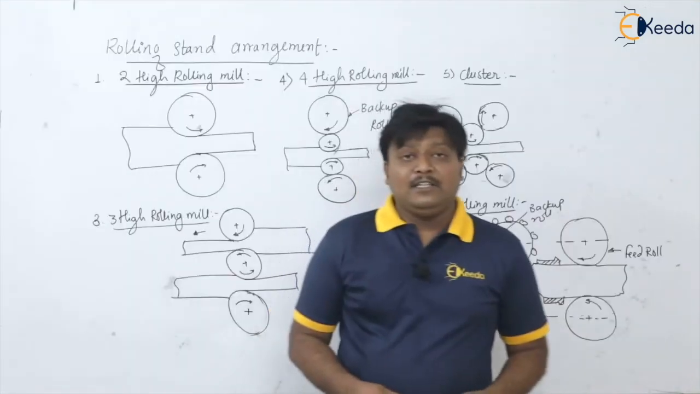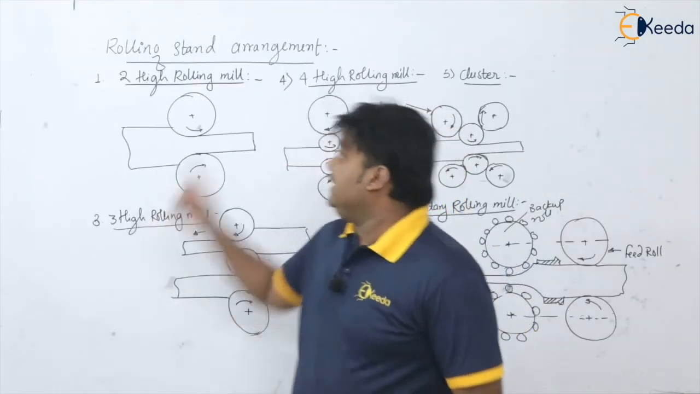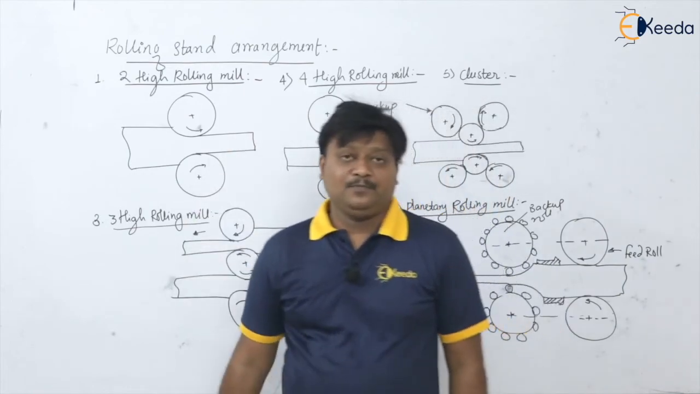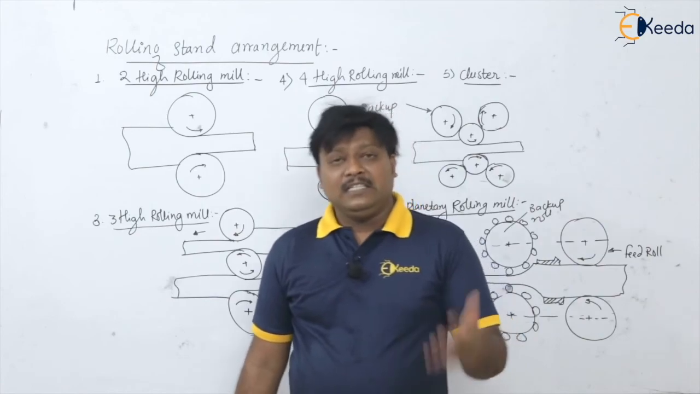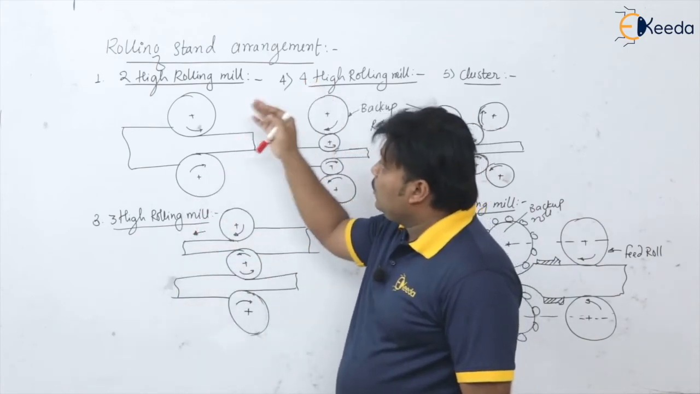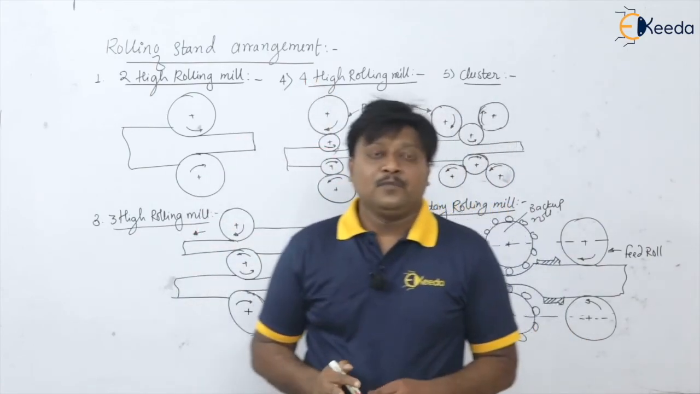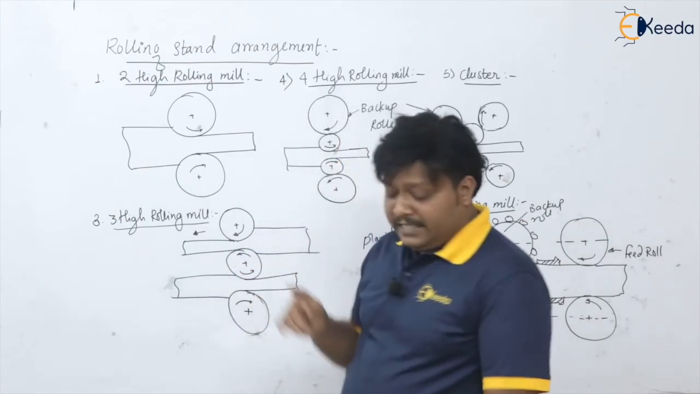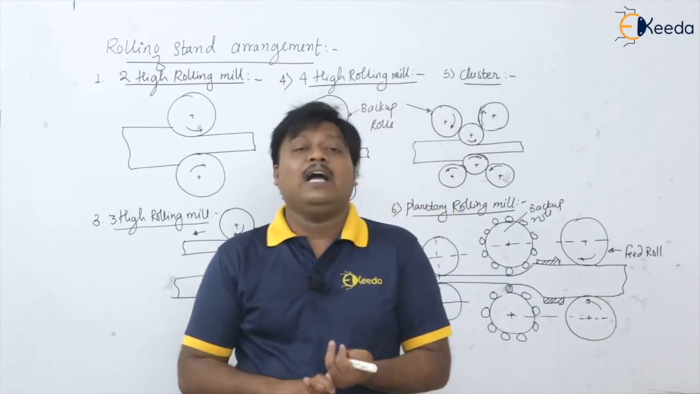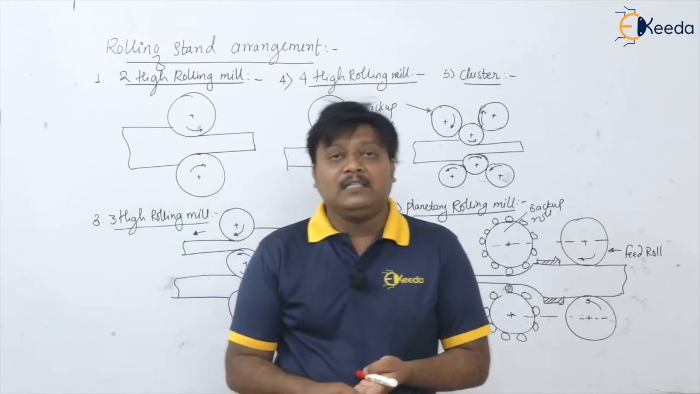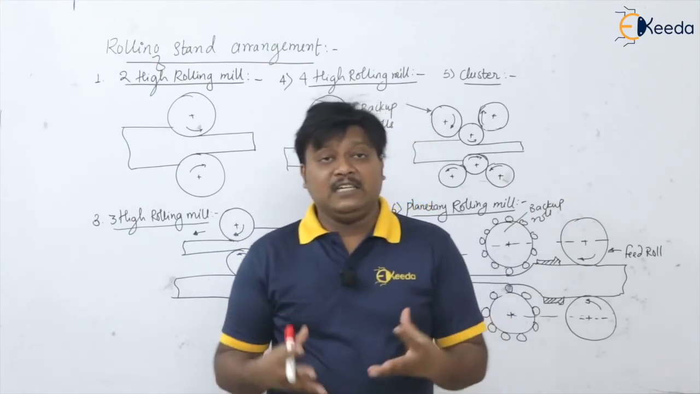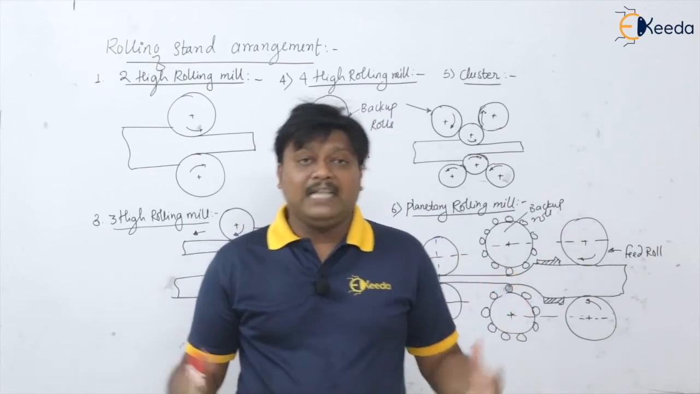Understood? Now in this video we are going to see the rolling stand arrangements. Okay, how the rollers are arranged in the rolling mill is called the rolling stand arrangement. So you can see here, there is a two high mill, there is a two high reversible mill, three high mill, four high mill, right? Then there is a cluster mill, and you also have the planetary mill.